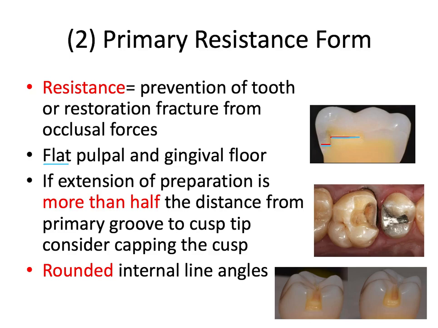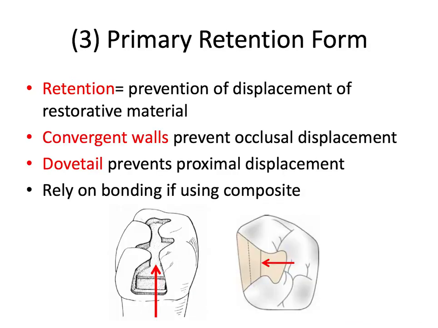Also, we want rounded internal line angles. Here you can see these sharp angles as opposed to the more rounded edges in this one. And sharp line angles act as areas of stress concentration. And so rounded line angles are much more desirable. So here are your aspects of primary resistance form. And then we also, usually in tandem with that, we're thinking about primary retention form.